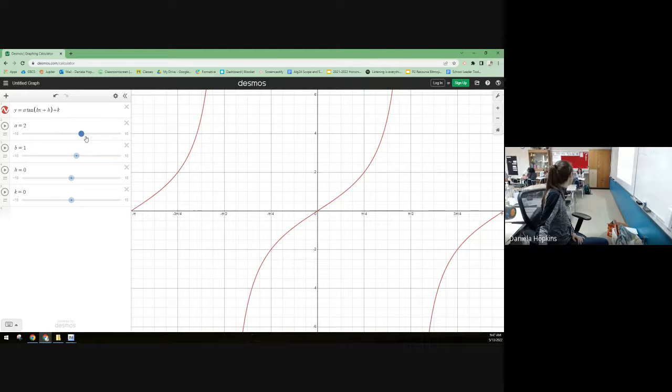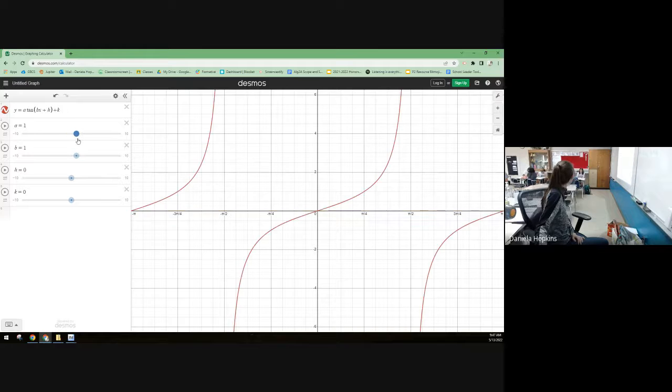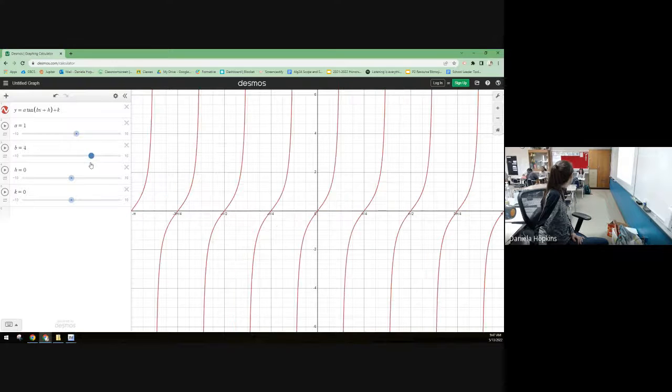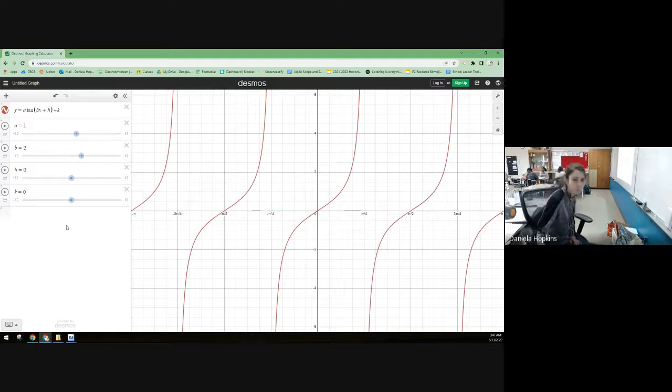And then what does the amplitude do? Because now we don't have amplitude, but we do still have an a value. So what is that going to do to our tangent function and so on? Because yeah, tangent looks pretty weird, huh?